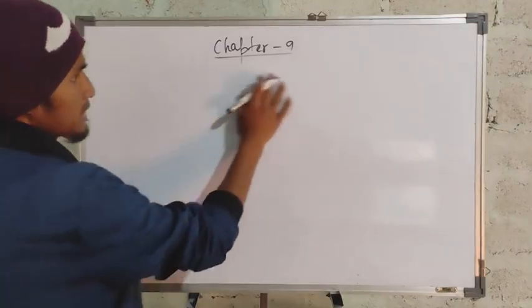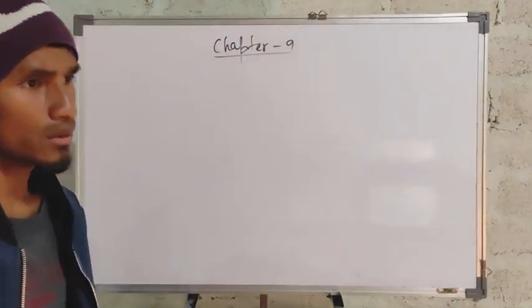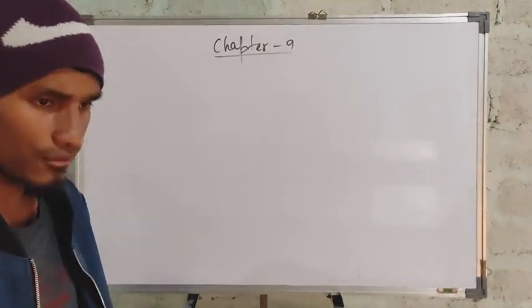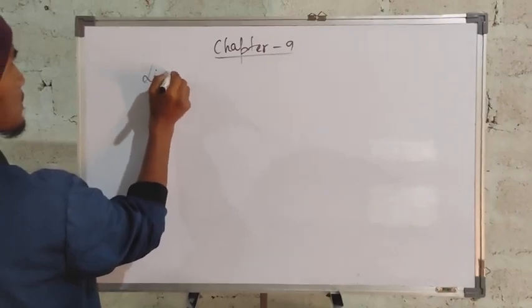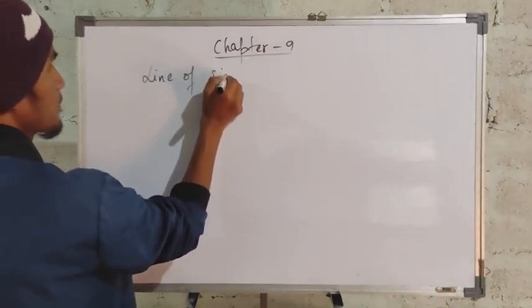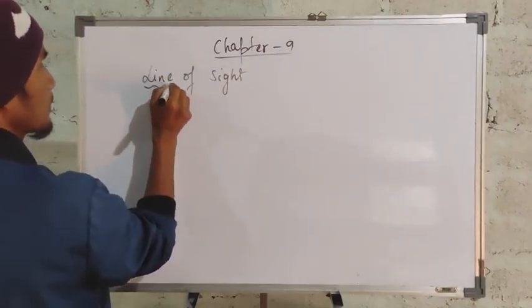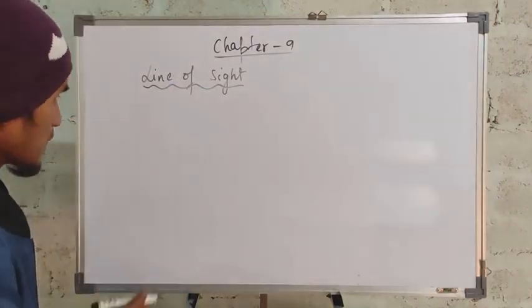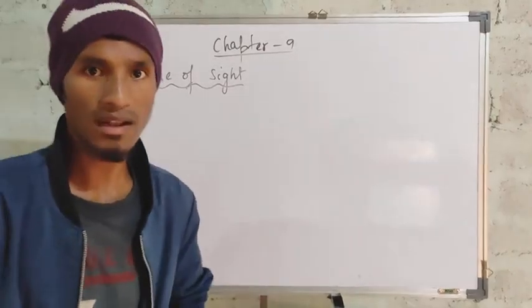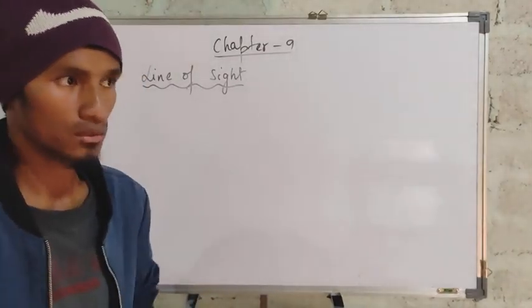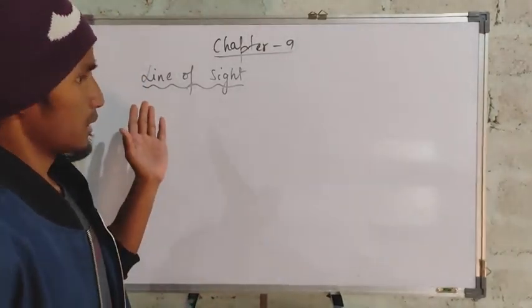Example: before we start this chapter, first we have to understand the meaning of line of sight. Let's assume that all of you don't know the meaning of this, or even if you know, just assume that you don't know.